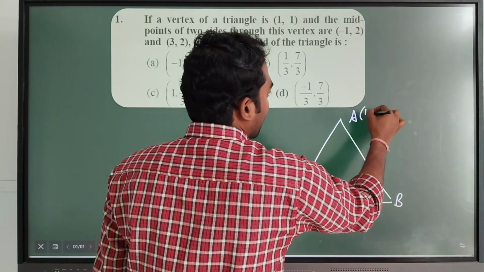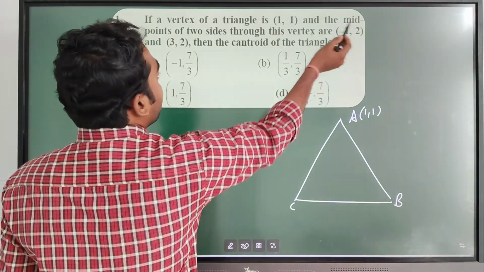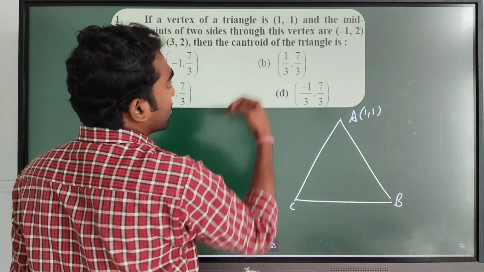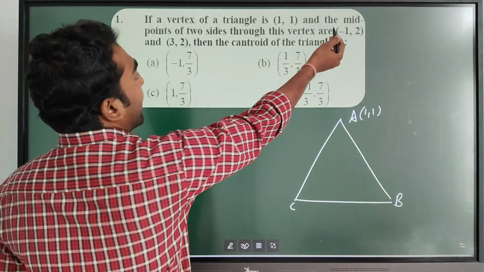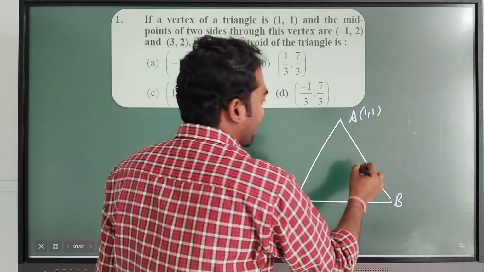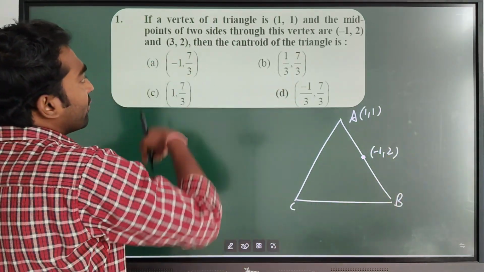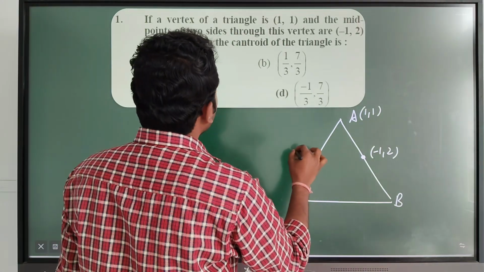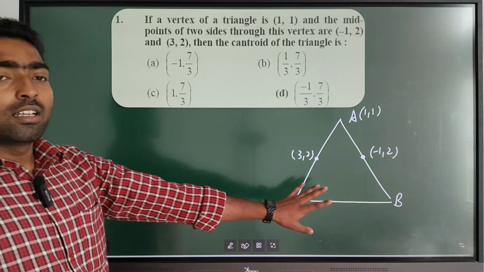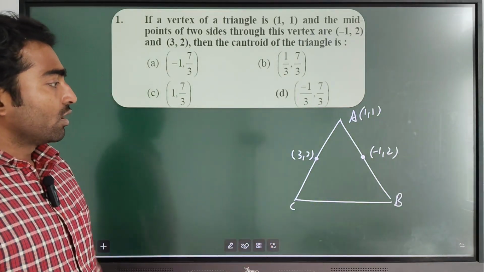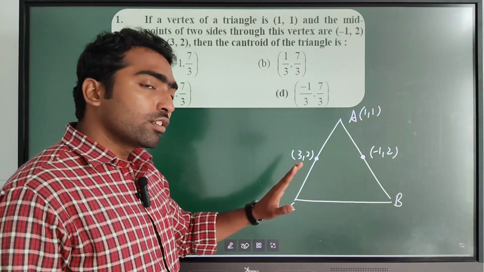So let us suppose the coordinate of A is (1, 1), and the midpoints of the two sides through this vertex, which means the midpoints of AB and AC, are given as (-1, 2) and (3, 2). Let us suppose the midpoint of AB is (-1, 2) and the midpoint of AC is (3, 2). Now you have to find the centroid of this triangle. For finding the centroid of the triangle, we have to find the coordinates of B and C.